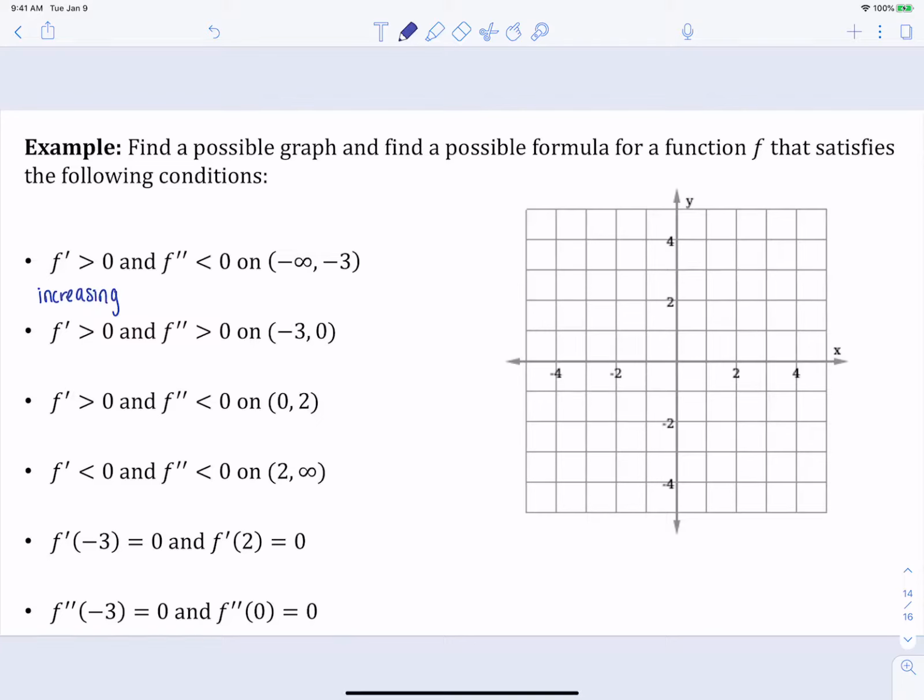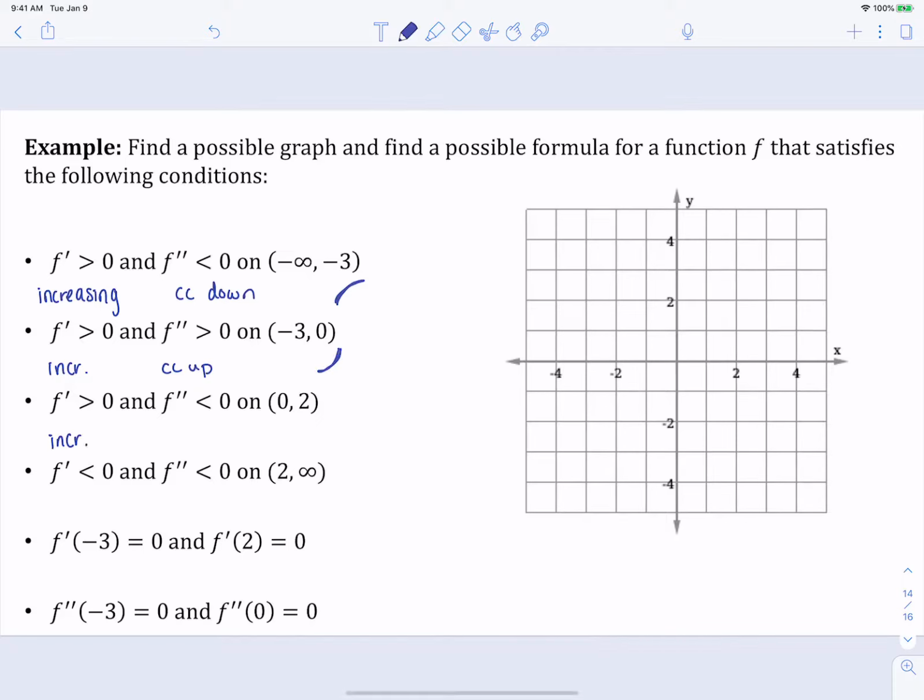for our original function. So the first derivative being positive means that our function is increasing. The second derivative being negative means that it's concave down. So our graph is going to look something like that. And drawing these shapes also helps me translate this to the actual graph when I go to graph it. So on our interval from -3 to 0, we're still increasing, but now we're concave up. So our graph is going to look something like that.